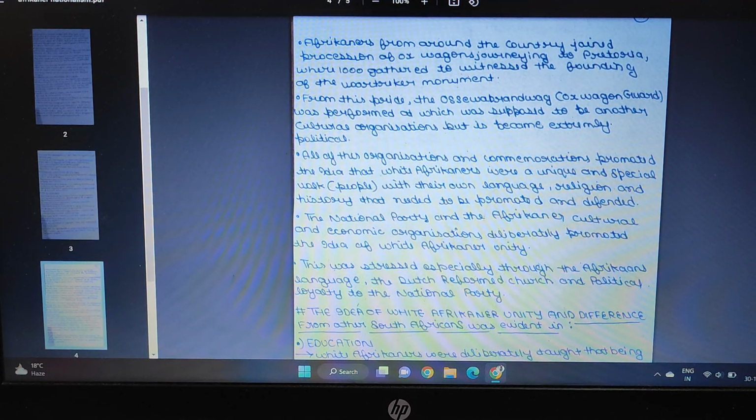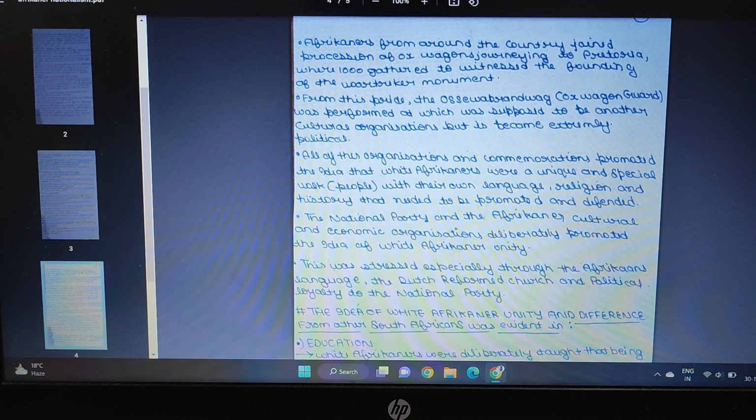From this pride, the Voortrekker Guard was formed, which was supposed to be another cultural organization but became extremely political. All of these organizations and commemorations promoted the idea that white Afrikaners were a unique and special people with their own language, religion, and history that needed to be promoted and defended. The National Party and the Afrikaner cultural and economic organizations deliberately promoted the idea of white Afrikaner unity. This was stressed especially through the Afrikaans language, the Dutch Reformed Church, and political loyalty to the National Party.